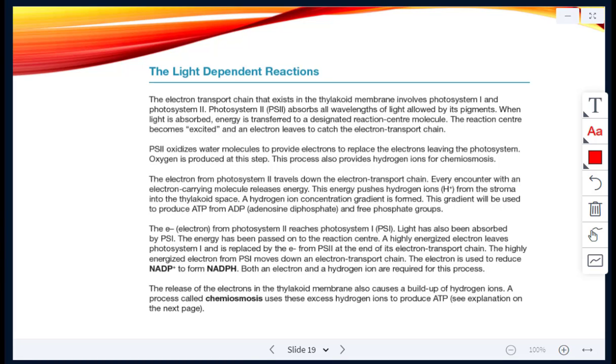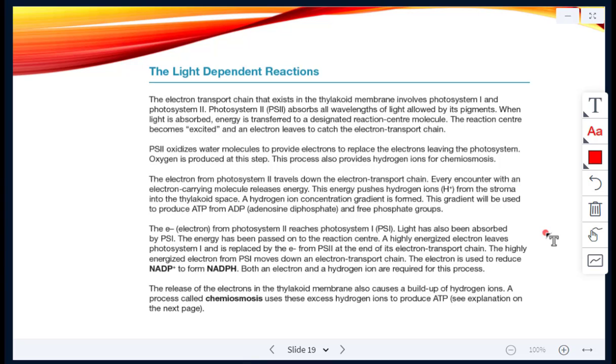PS2 oxidizes water molecules to provide electrons to replace the electrons that were leaving the photosystem. Oxygen is also produced at this step. It also provides hydrogen ions for the chemiosmosis. The electron from photosystem 2 travels down the electron transport chain. Every encounter with an electron-carrying molecule released some energy. That energy pushes hydrogen from the stroma into the thylakoid space. And therefore, that hydrogen ion concentration gradient was formed. That gradient will then be used to produce ATP from ADP and free phosphate groups.